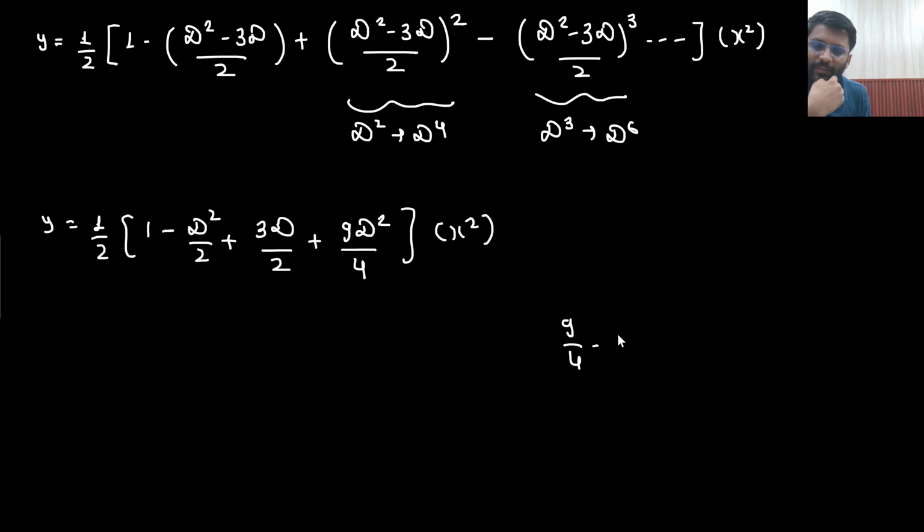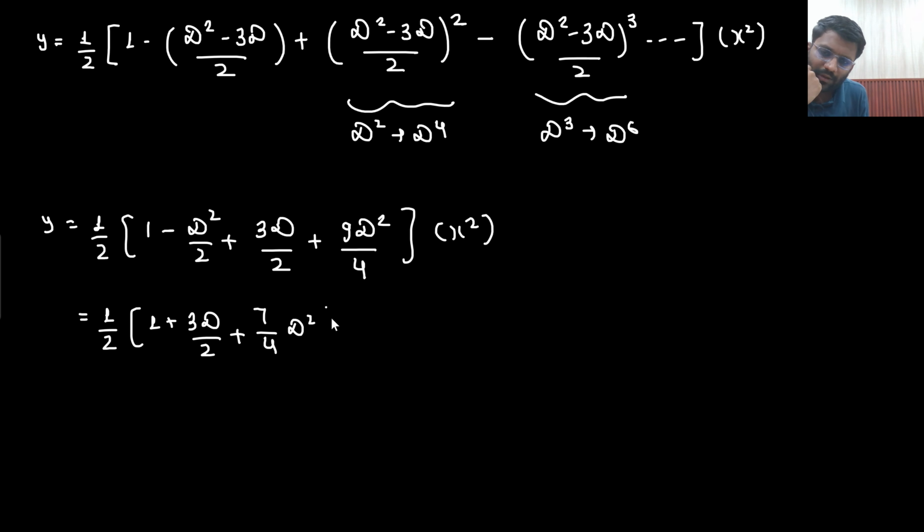So, 9 by 4 minus 1 by 2 is 7 by 4. So, 1 by 2, 1 plus 3d by 2 plus 7 by 4 d square, x square. 1 by 2 x square plus 3x plus 7 by 2.